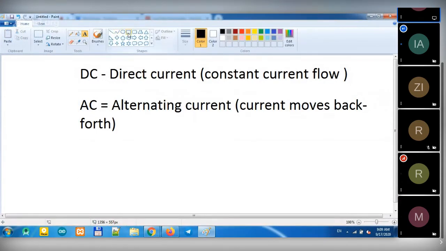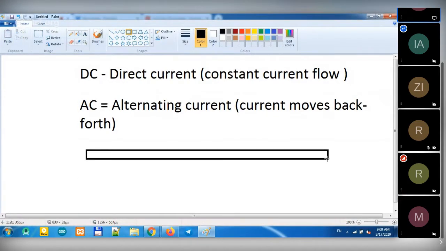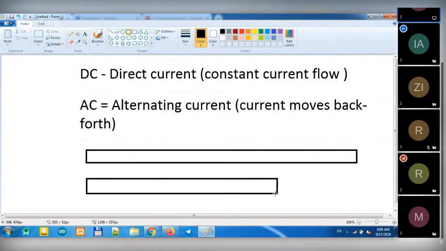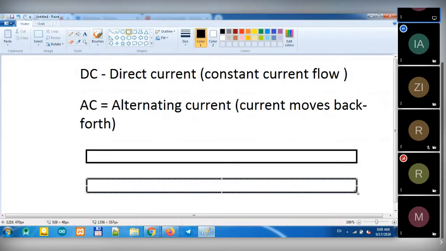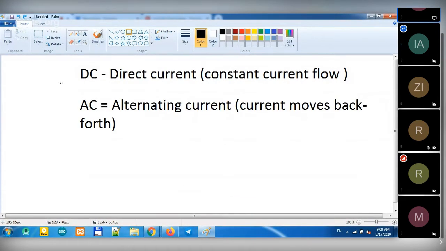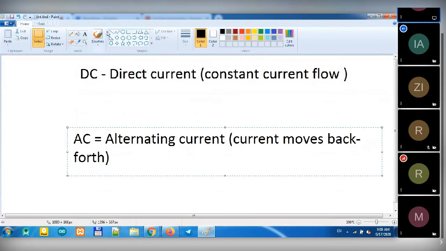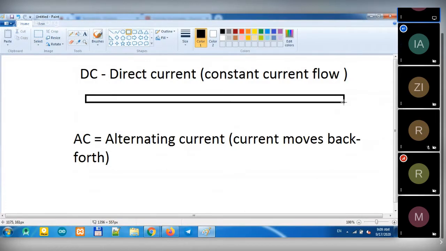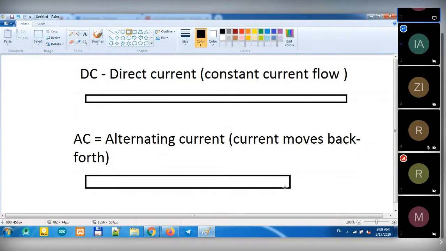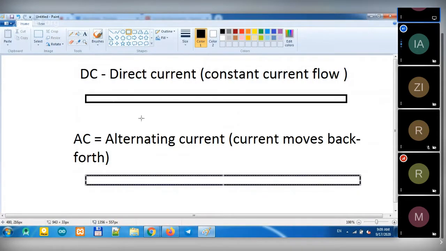Let's give you some examples. Let's put here electricity, electricity here. So this is a wire, electricity wire. So in DC, let's say you have a 12-volt DC current. In DC, current flows only one way.